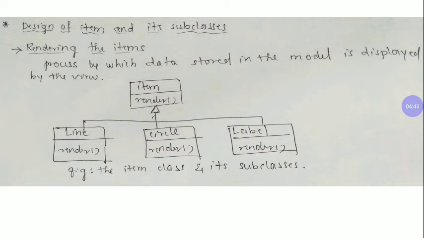Rendering is the process by which data stored in the model is displayed by the view component. Let us say that the view is responsible for rendering. There is code in the view component that accesses the field of each item and then draws them on the display area. The view has code by which it accesses the item component, and after accessing the information, it draws on the desired area.